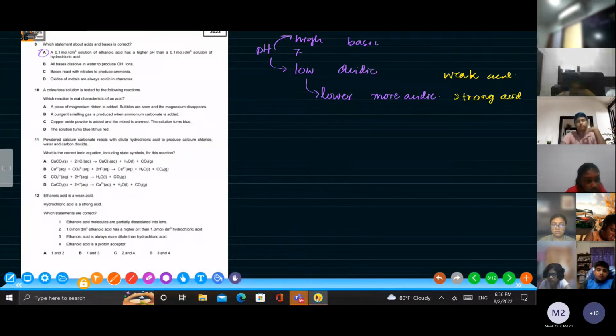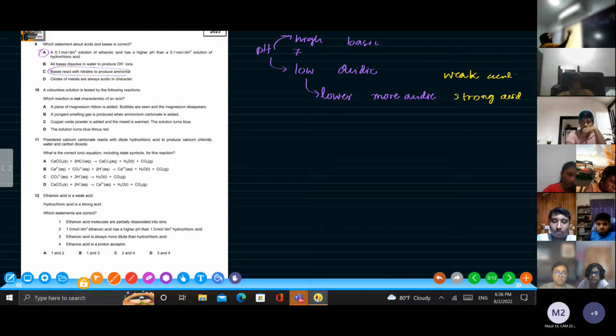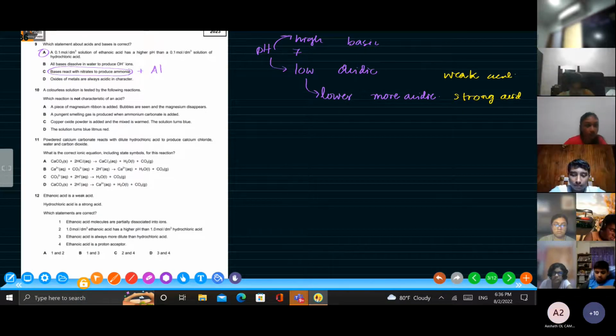All bases dissolved in water produce hydroxide? No, that's only alkalis, not all the bases. Bases react with nitrates to produce ammonia. This is very close, right? But this happens in the presence of what? Aluminium. Oxides of metals are always acidic? Wrong. They are almost all the time basic or amphoteric.